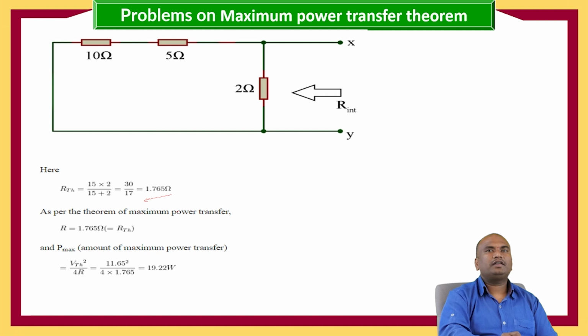Now, as per the theorem of maximum power transfer, R is equal to 1.765, which is equal to RTH. And Pmax, the amount of maximum power transfer, is equal to VTH square by 4R, which is equal to 11.65 square by 4 into 1.765, which is equal to 19.22 watts.